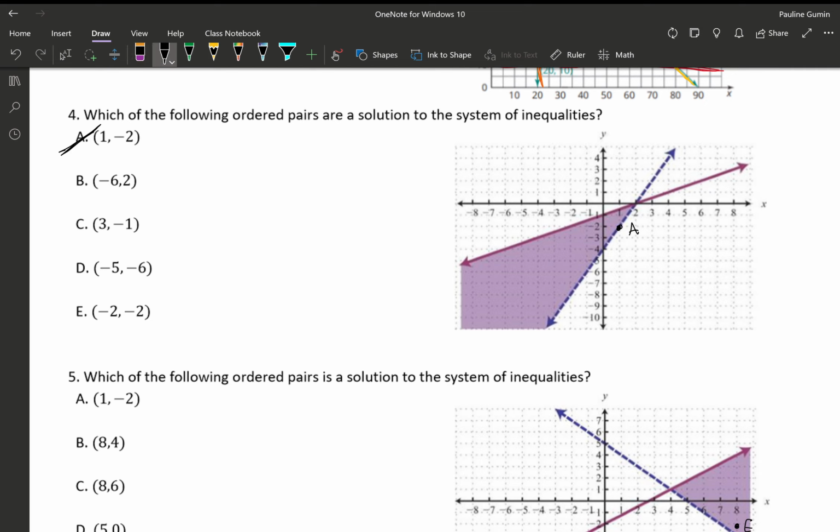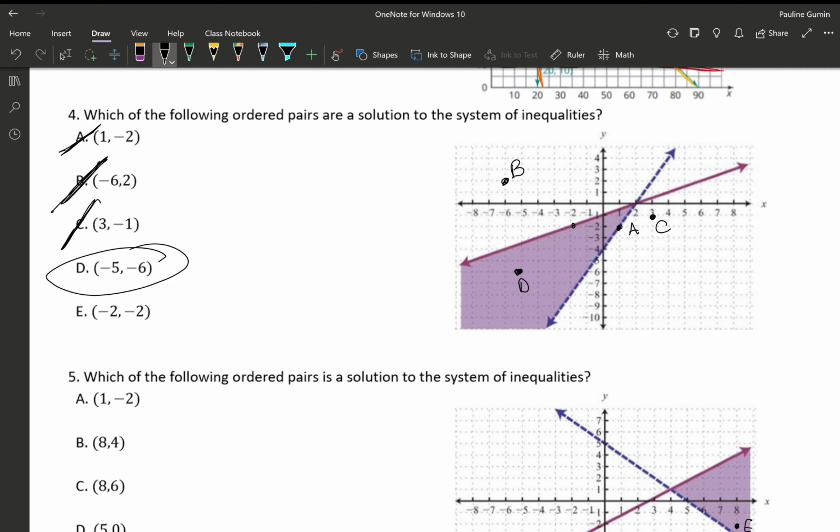(-6, 2). Well, that is nowhere near the shaded area. Letter C is (3, -1). Unfortunately, also nowhere near the shaded area. Letter D is (-5, -6). Oh, that's nice. That's right in the middle of the shaded area.